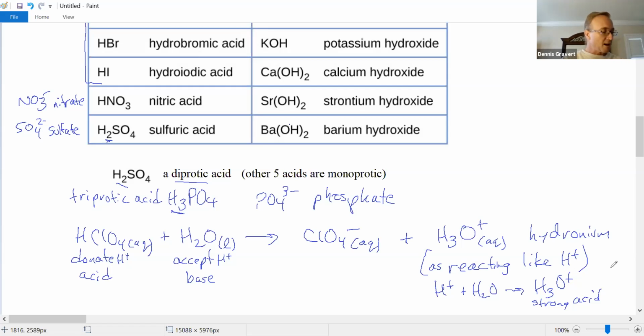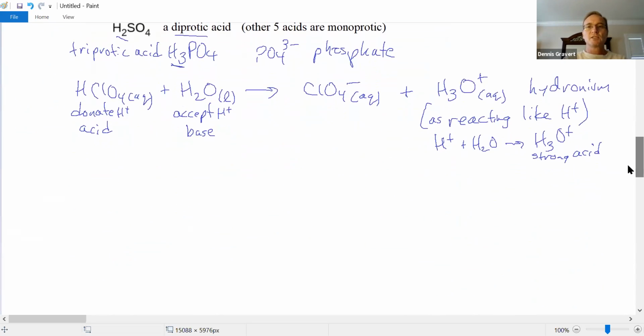All righty. What else do we need to do? Let's say you see a different acid. So here's the acid found in vinegar. This is acetic acid.